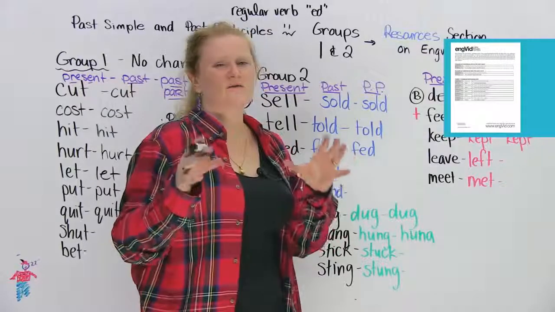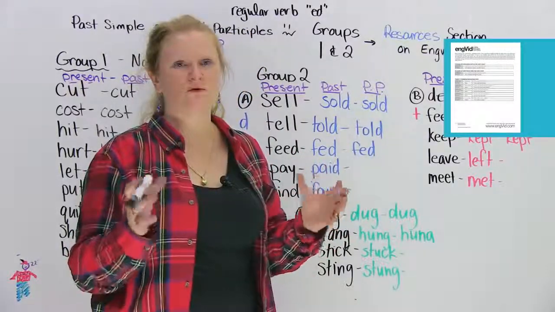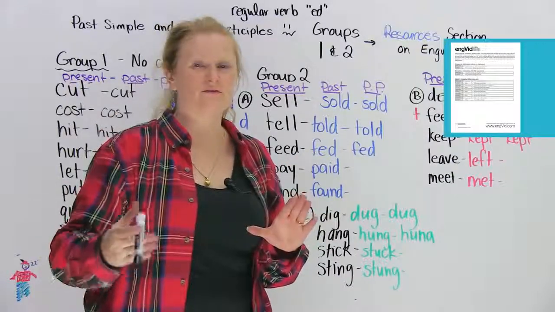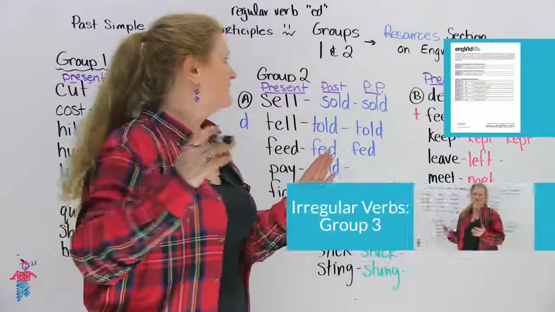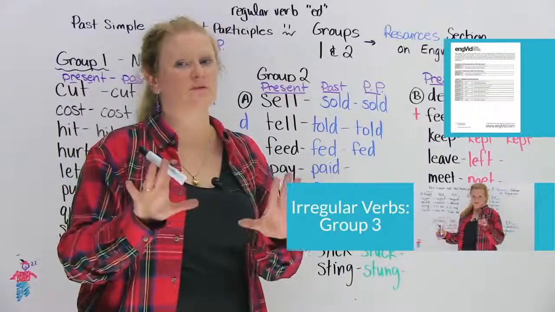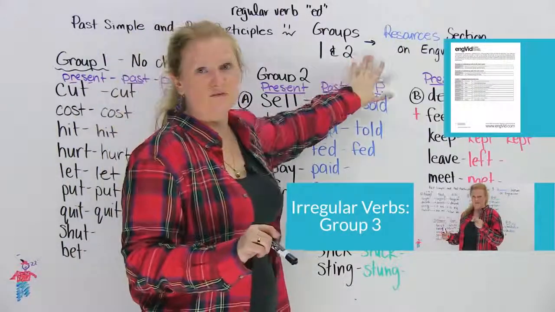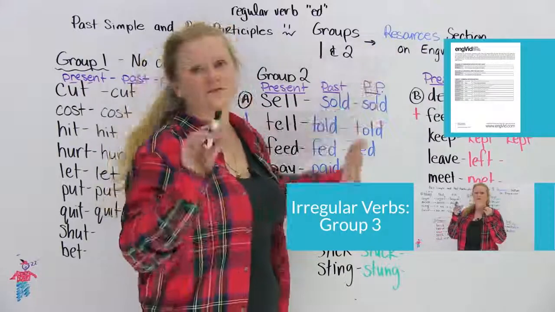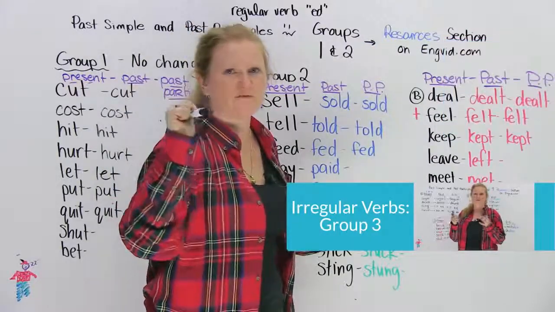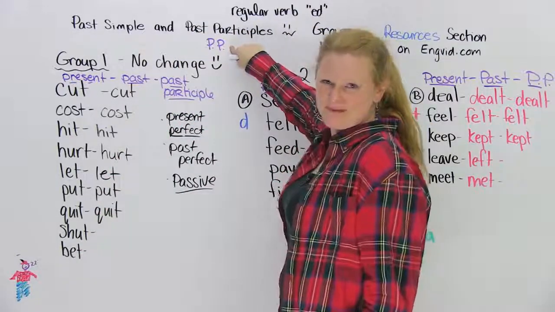What I want to do is introduce you to group 1 and 2 of irregular verbs. Once you do this, there's also a video on group number 3, which is the most difficult. So we're starting with the easiest ones. Yay! And again, this is groups 1 and 2. You can find a list of these in the resources section. So, past participle, I will now call PP.